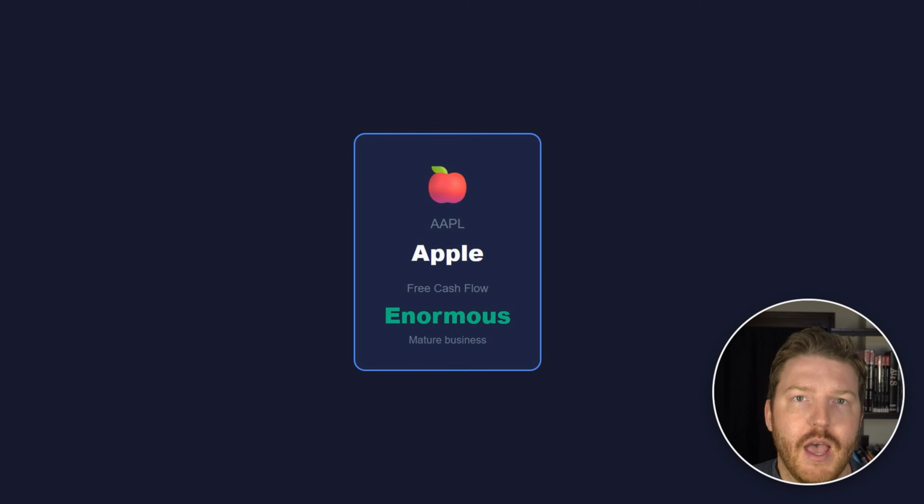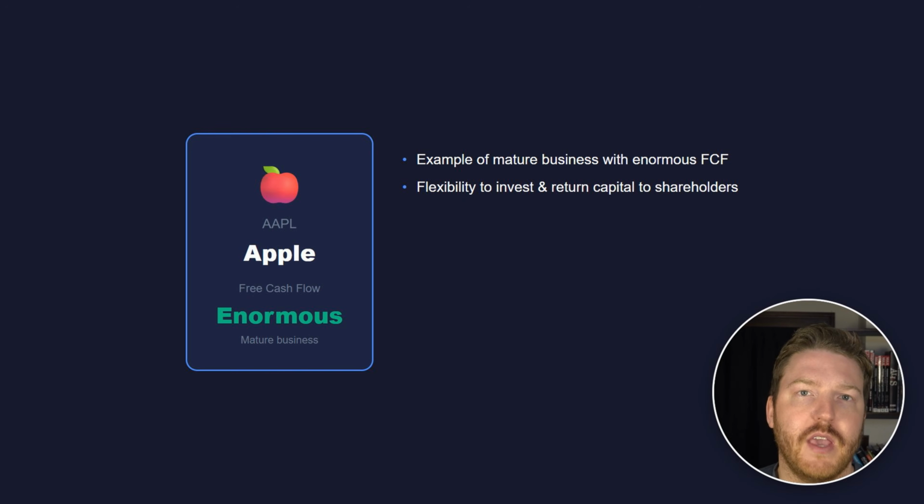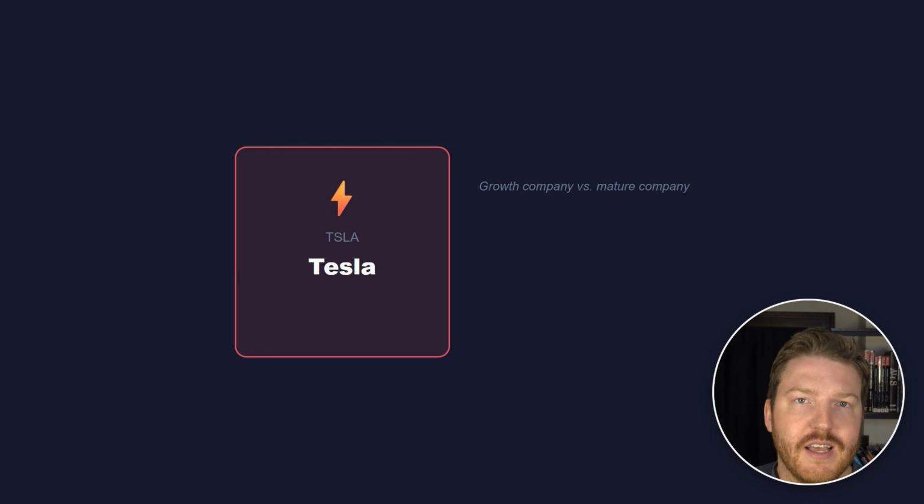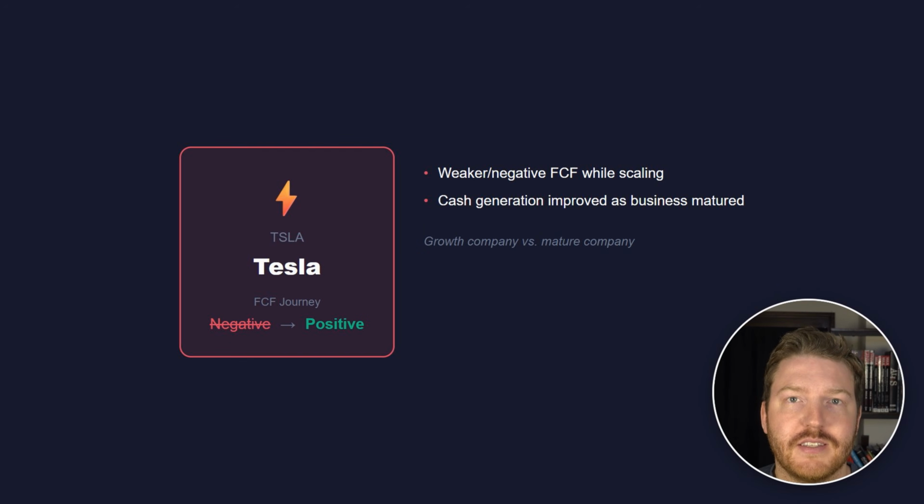Let's look at Apple. Apple is often used as an example of a mature business with enormous free cash flow generation. That kind of cash flow gives a company flexibility to invest in the business while also returning large amounts of capital to shareholders through dividends and buybacks. Now compare that to a company like Tesla during its early growth phase. Tesla spent years with weaker or negative free cash flow while scaling factories and production capacity. As the business matured, its cash generation improved. That contrast helps show how free cash flow can look very different for a mature company versus a growth company.